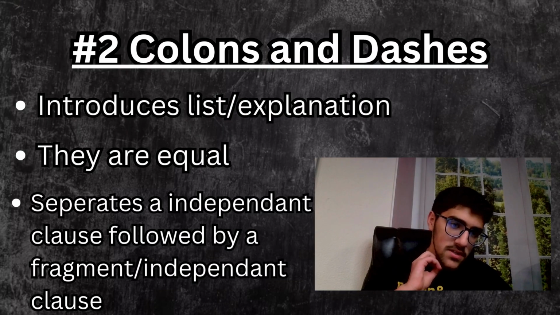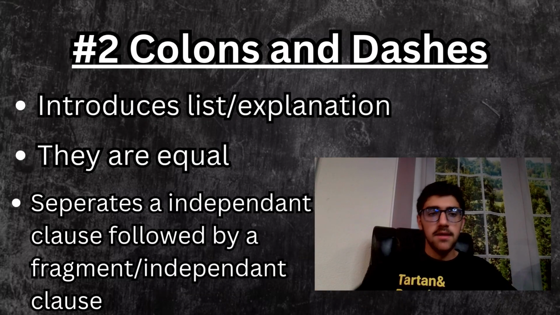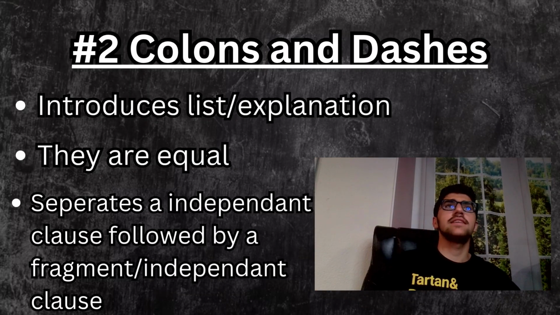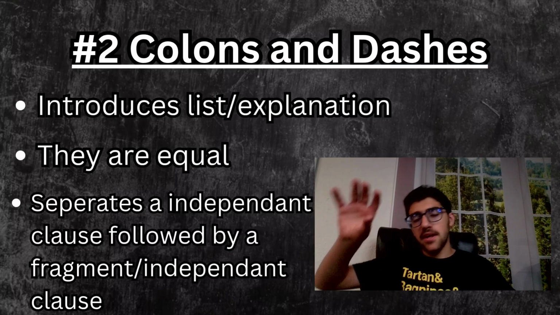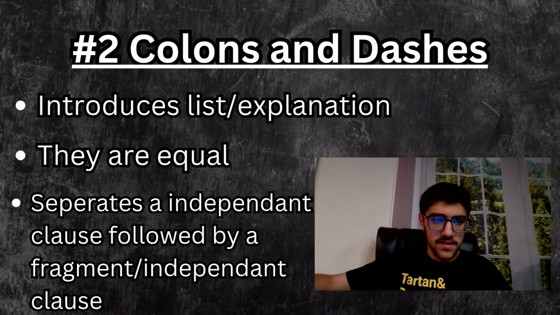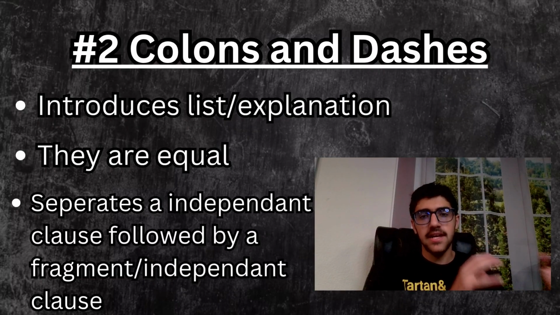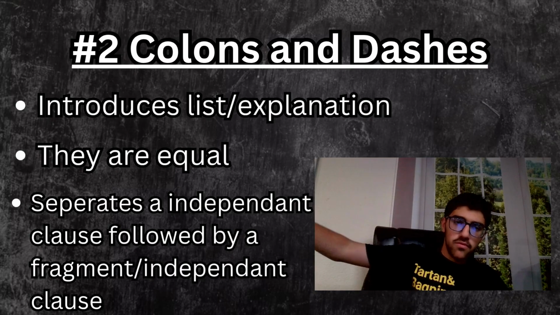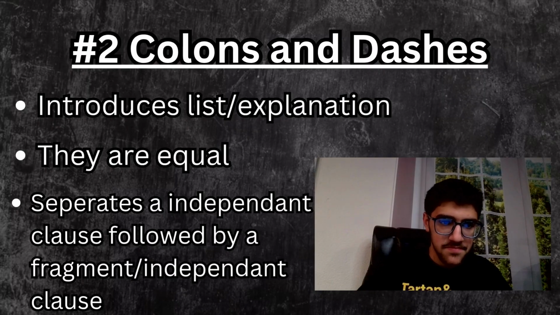Unlike the semicolon, a colon or dash can be followed by either a full sentence or a fragment, but like the semicolon, it has to start with a full sentence. So you can have a full sentence, colon or dash, and then you can have either a fragment or a full sentence. You have to make sure that the first part can logically stand alone, like if you just remove the part after the em dash, it still makes sense as a full sentence.